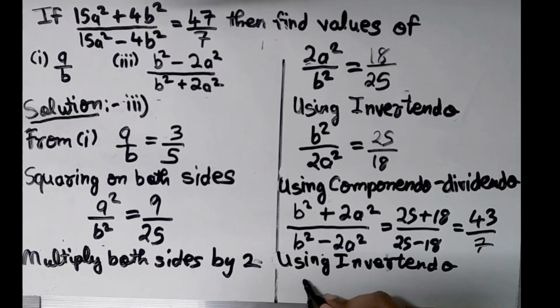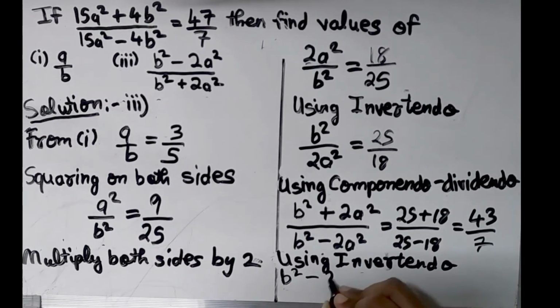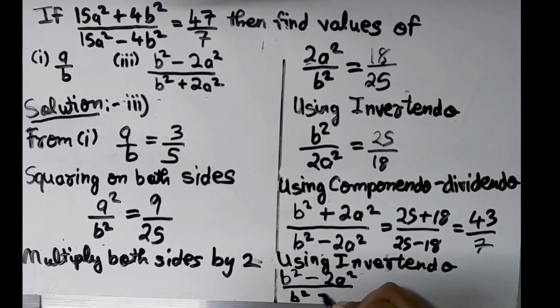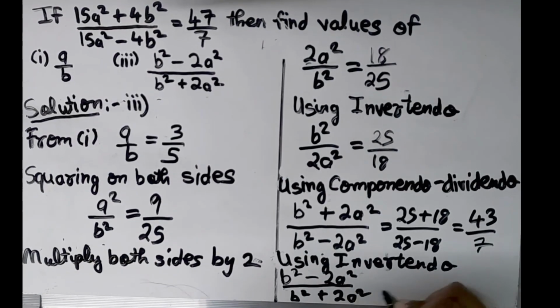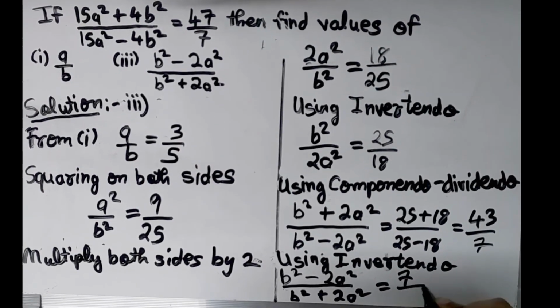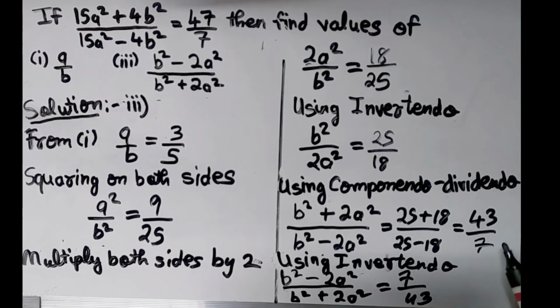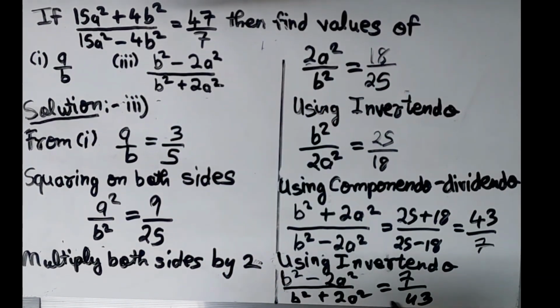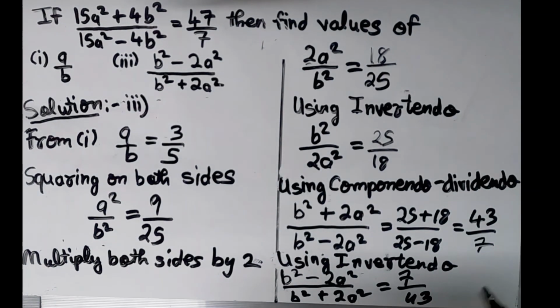So using invertendo for this, what we will have? b square minus 2a square upon b square plus 2a square, which is equal to 7 upon 43. So the answer is 7 upon 43. So the final answer is 7 upon 43. So the value of this is 7 upon 43 we got here. So this is how you will solve such type of problems.